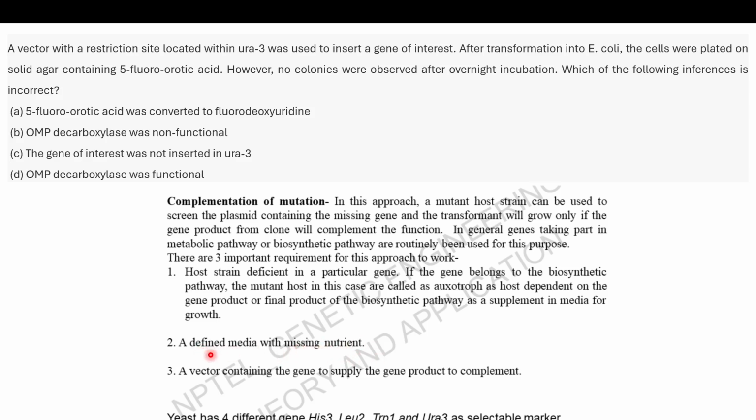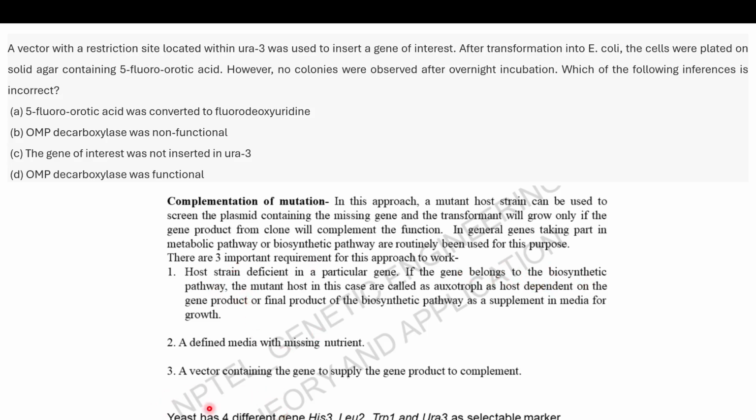Now the recombinant plasmid, if it has our gene of interest, will contain the gene to supply the gene product. And if that gene product is there, then the product from the recombinant plasmid will complement the function, and it will help in completing the whole biosynthetic pathway in question.